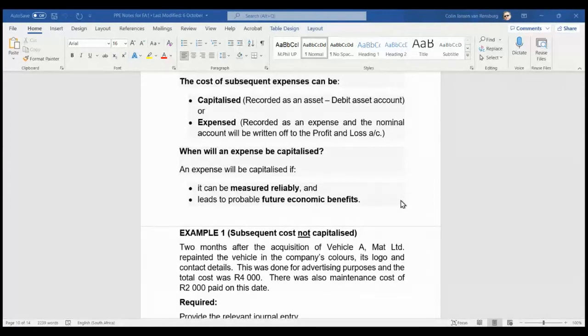Let us look at that definition of a directly attributable cost. So first of all, we've got to ask ourselves, thank you for all those answers. I appreciate that. You're all spot on, as I've expected. Okay. Is it a necessary cost? Is it necessary to paint it in the company's colors and its logo and its contact details and those kinds of things?